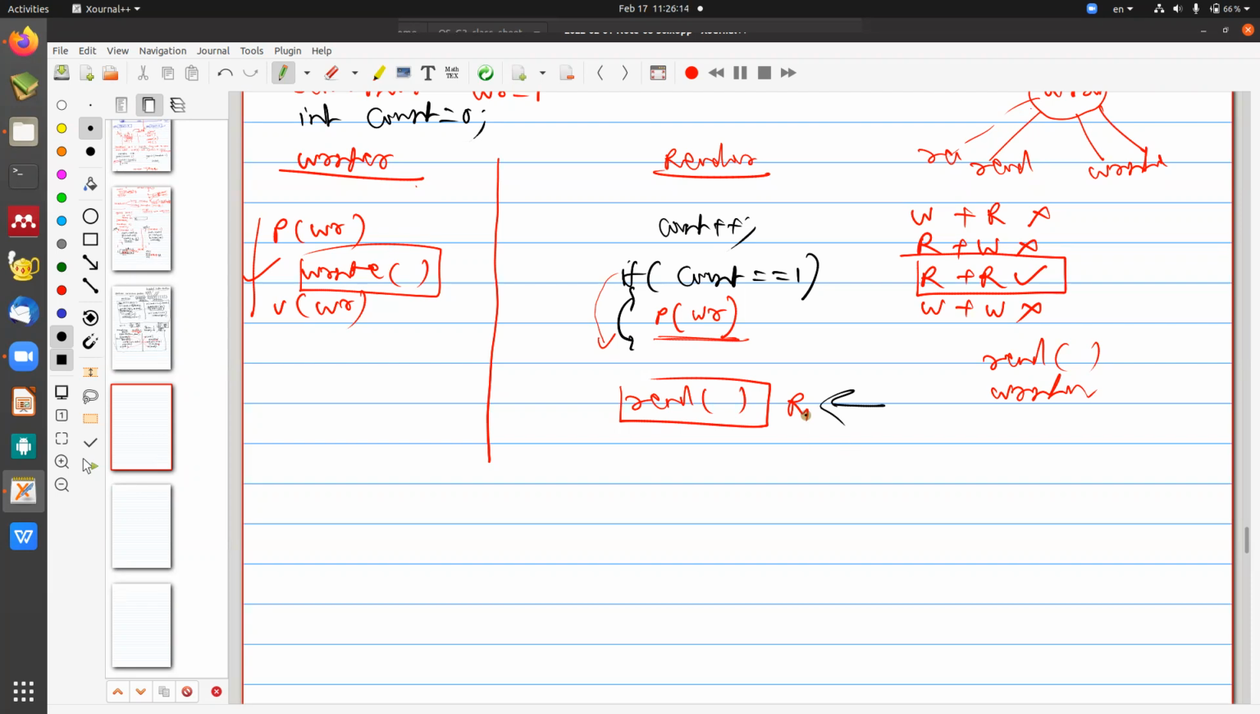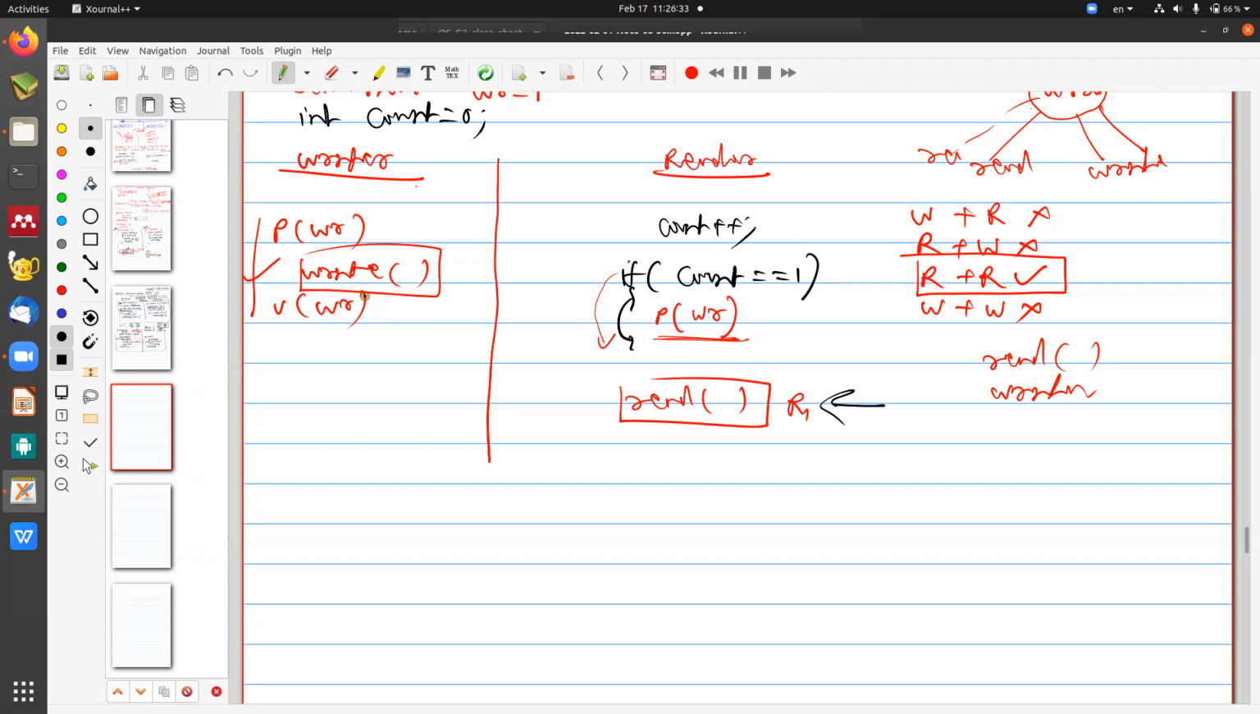Yes, please tell me. If 10 readers or 5 readers are present inside this read section, when will the writer be allowed to do this? Sir, when the last reader has left. When will all the readers be removed? Yes, sir. Yes or no? When all the readers have been removed, then it becomes allowed.